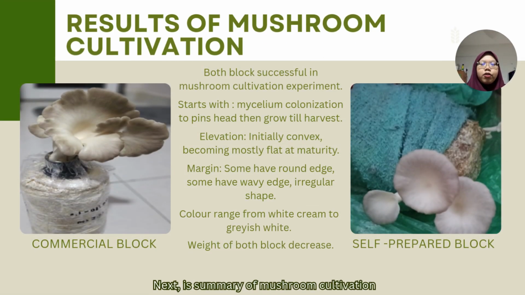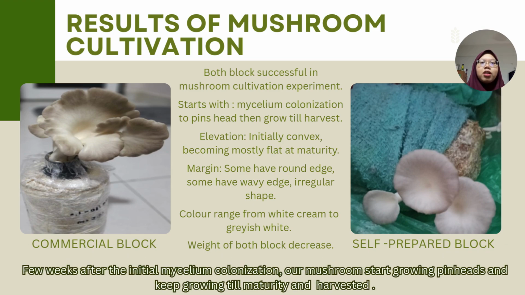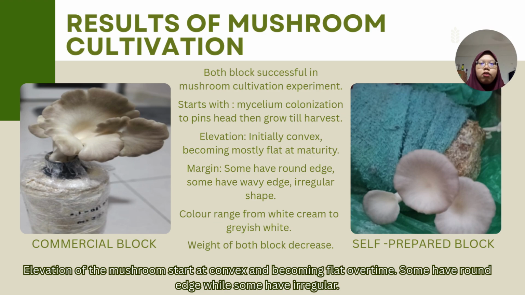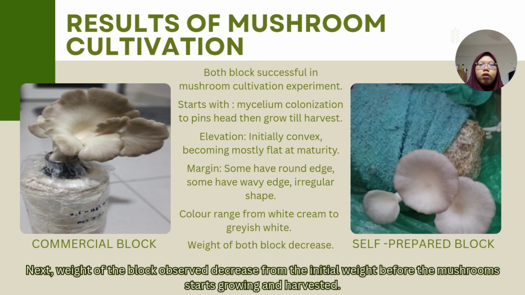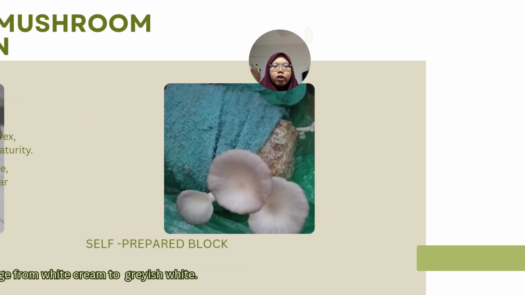Next is the result of mushroom cultivation. The summary result of our mushroom cultivation is that both blocks, commercial and self-prepared, are successful. In a few weeks after the initial mycelium colonization, our mushrooms start growing pinheads and keep growing till harvest. Elevation of the mushrooms starts at convex and becomes flat over time. Some give round edges while some are irregular. Next, the weight of the block was observed to decrease from the initial weight before the mushrooms start growing and are harvested. Lastly, the color observed ranges from white cream to grayish white.